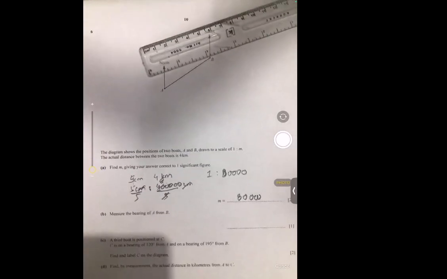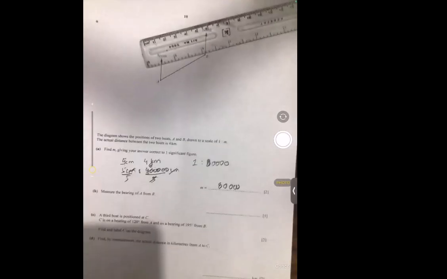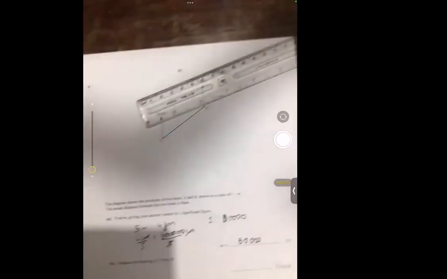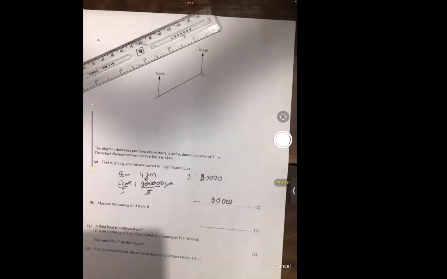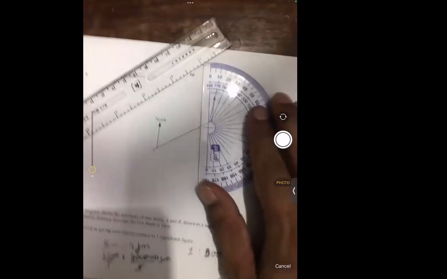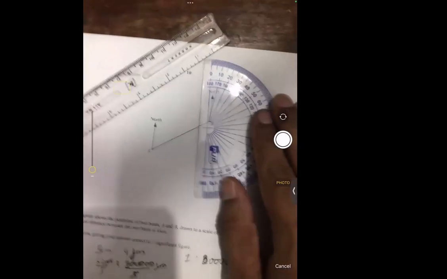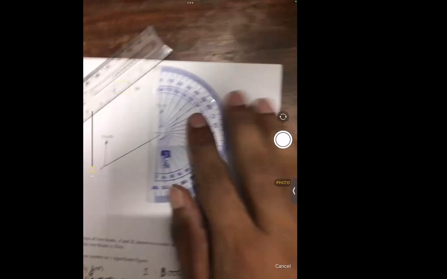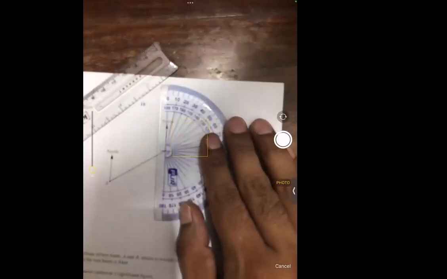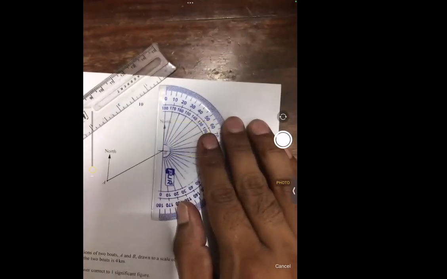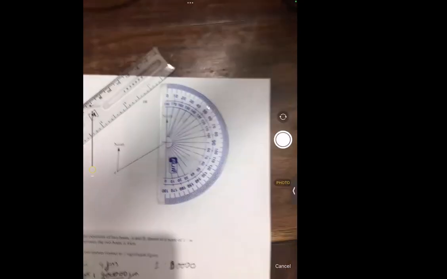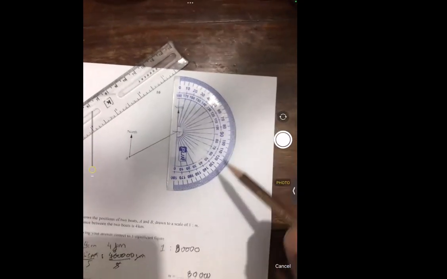Now it says measure the bearing of A from B. So we need to make a north line at B, which is already drawn over here. We need to measure the clockwise angle from the north. Measure means you need to use a protractor over here. So this is the clockwise angle. This over here becomes 180. Clockwise becomes 180. Then we have to move more over here.